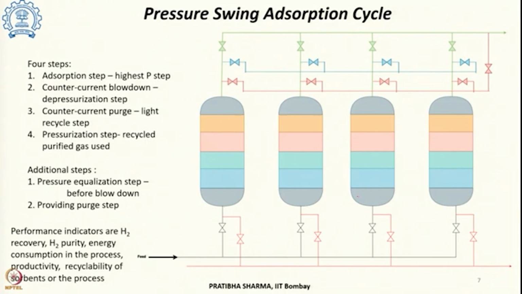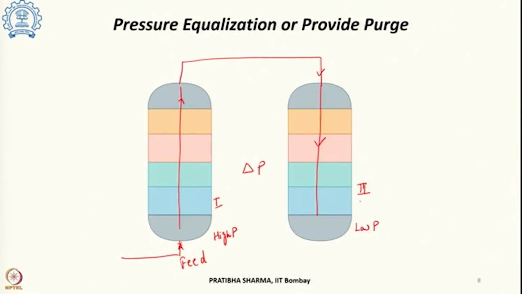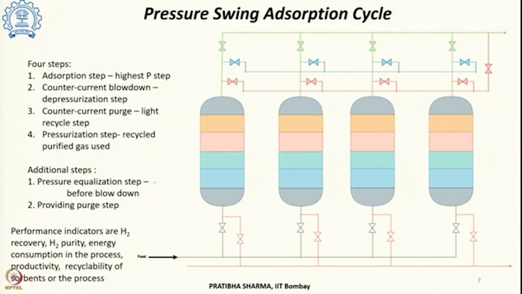Another method could be providing a purge step. The process is still the same as the pressure equalization step. The only difference is the second bed, which can be used for providing purging. So, either step number 1 can be used for providing the pressurization step, or it can provide the purging step using additional beds. Now, these additional beds mean more steps involved, more complexity of the system, and more cost associated.